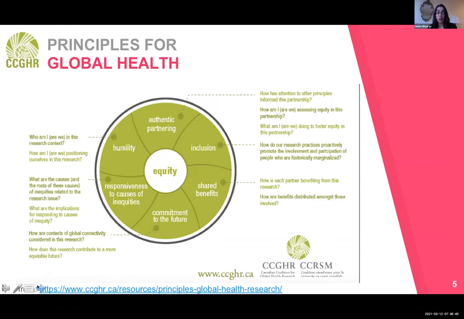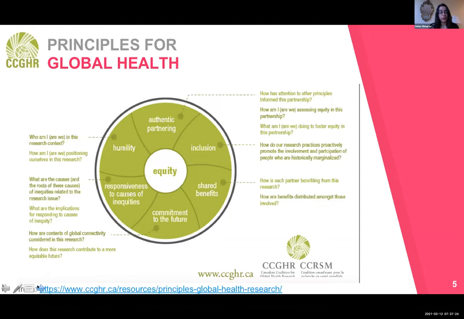So how do our practices actually promote and involve participants from individuals who might be historically marginalized? When we're actively working in the global health arena, how is each partner benefiting from this research or this activity? And how do we share these benefits, whether that's the results of a project, publication, or other intellectual property rights. It's important too that global health activities have this commitment to the future. So it's not a one-off, but we are actually committed to continuing our work in the long term. And I think academic institutions are uniquely placed to commit to the future and participate in these long-term activities.